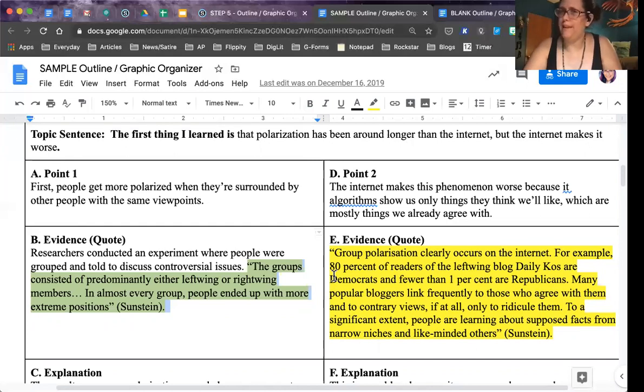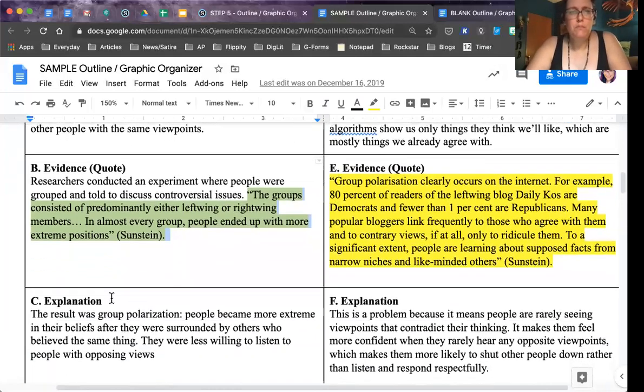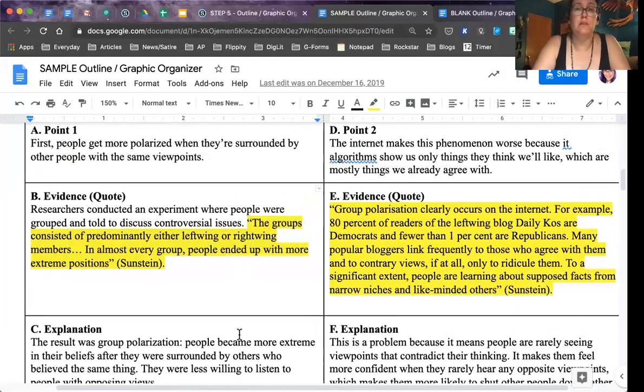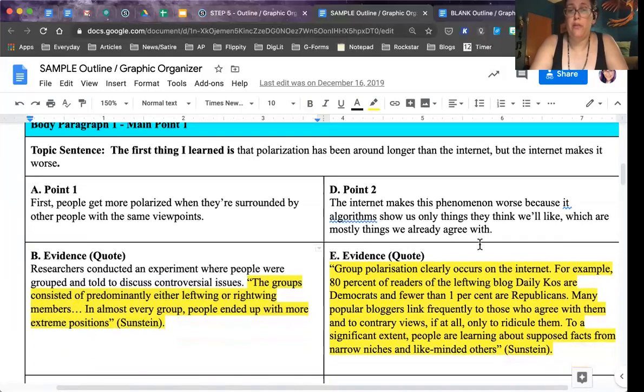And that can really help us see, like, okay, yeah, this is great, but all you've done is paste in a bunch of source material. And then I responded to it. I talked about this study and what happened, and then I said the result was group polarization. People became more extreme in their beliefs after they were surrounded by others who believed the same thing. They were less willing to listen to people with opposing views. The internet makes this phenomenon worse because its algorithms show us only things we think we'll like, which are mostly things we already agree with.